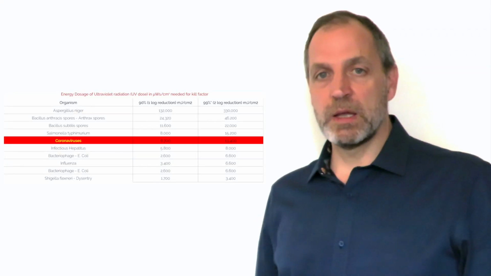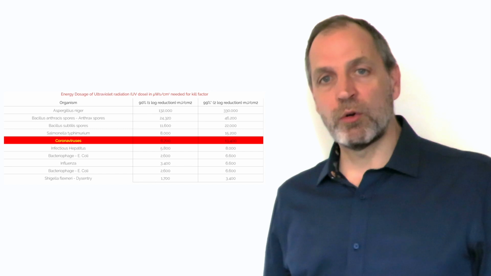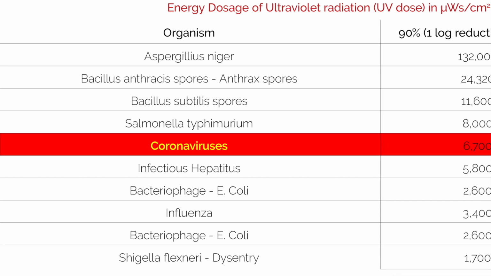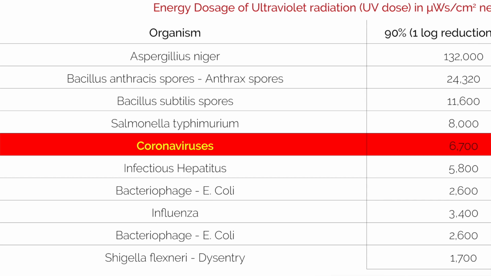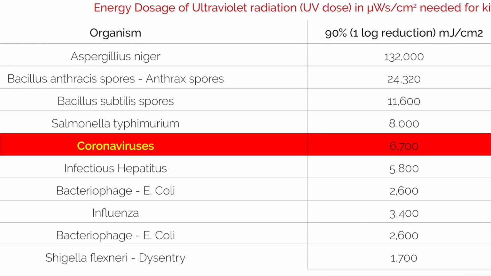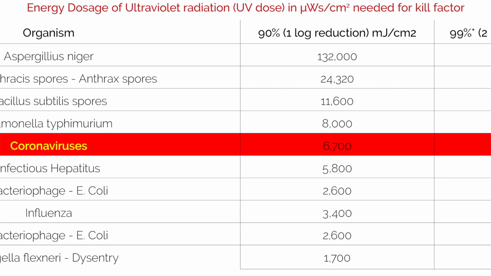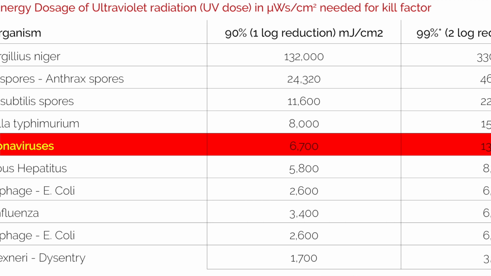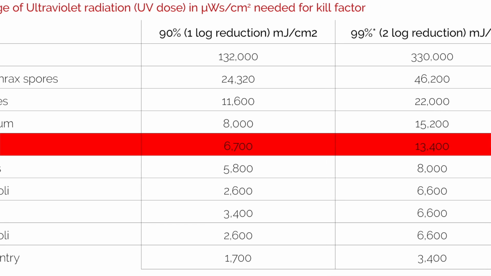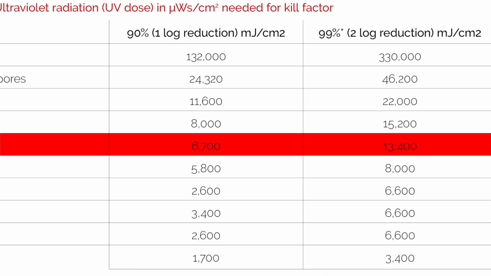I've put together a league table, if you like, just as an example of various microbes and the UVC kill dosage that's required. So you can see here on this table that things like Aspergillus niger have a very high UVC resistance compared to the Shigella at the very bottom, which causes dysentery, which has a very, very high susceptibility. And you can see here that the coronaviruses in general have a sort of medium range susceptibility to UV. So they are highly susceptible.